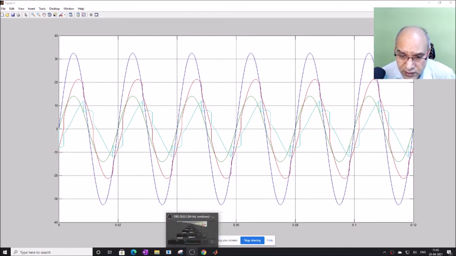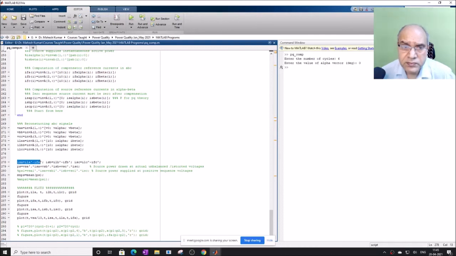So in the next class I will discuss some misconceptions of this theory also. Till now you are happy that the scheme works fine, okay, but there are some issues that have to be addressed in this instantaneous reactive power compensation scheme. So I will give 1 or 2 lectures for that.